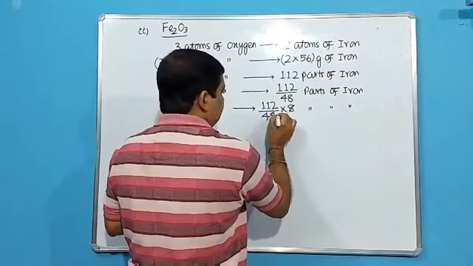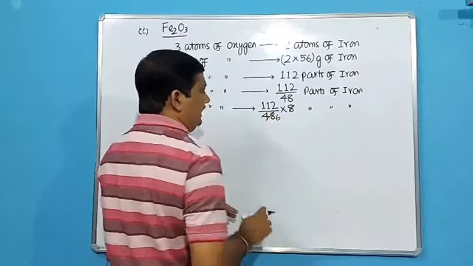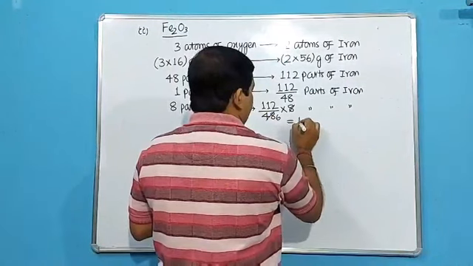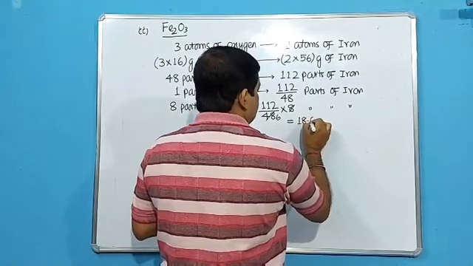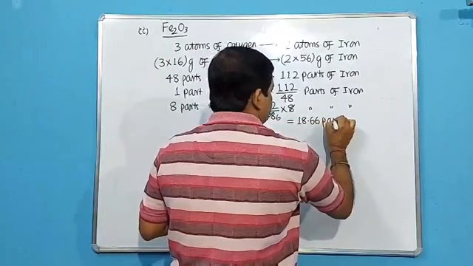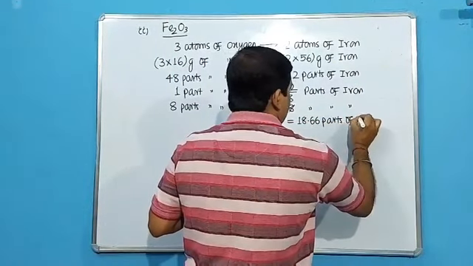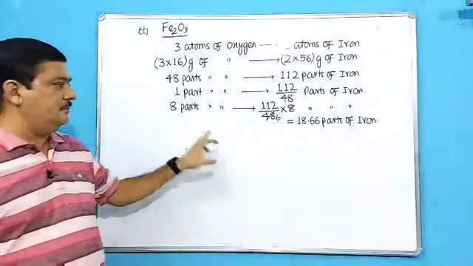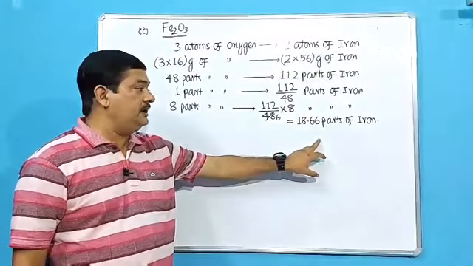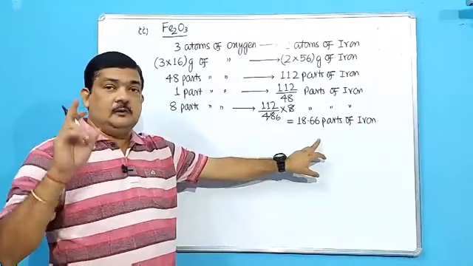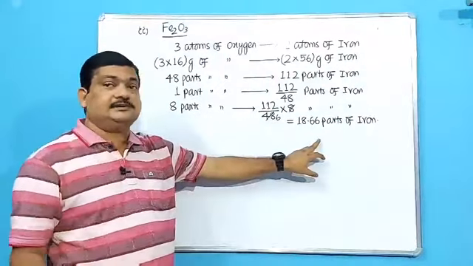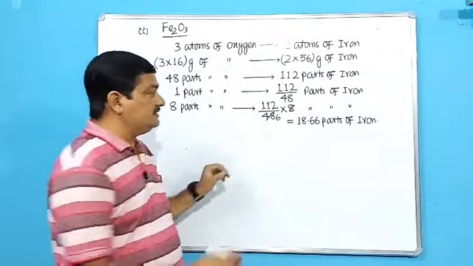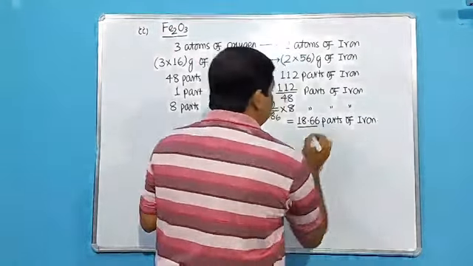So 8 × 6 = 48, so 112 by 6. That means 18.66 parts of iron. So 8 parts of oxygen combines with 18.66 parts of iron. And as per the definition, whatever amount of any substance combines with 8 parts of oxygen is its equivalent mass. So what is the equivalent mass of iron in ferric oxide?